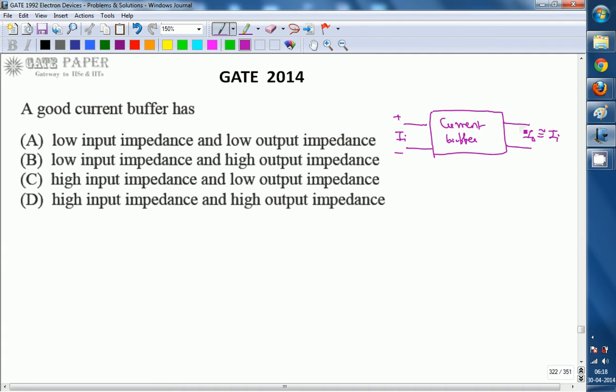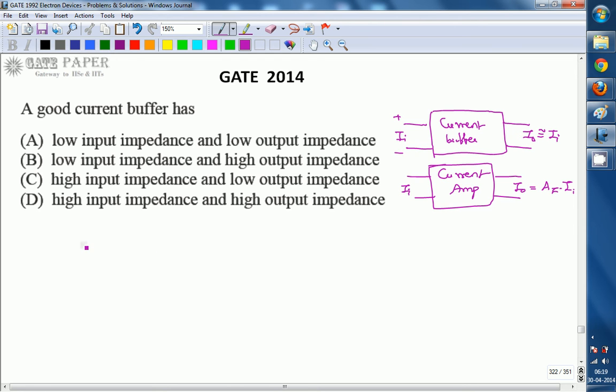So this current buffer looks similar to a current amplifier. Both have the same properties, current buffer and current amplifier. A current amplifier also takes the input signal as a current signal and makes the output current some gain times the input signal. So AI is nothing but the current gain provided by the current amplifier.